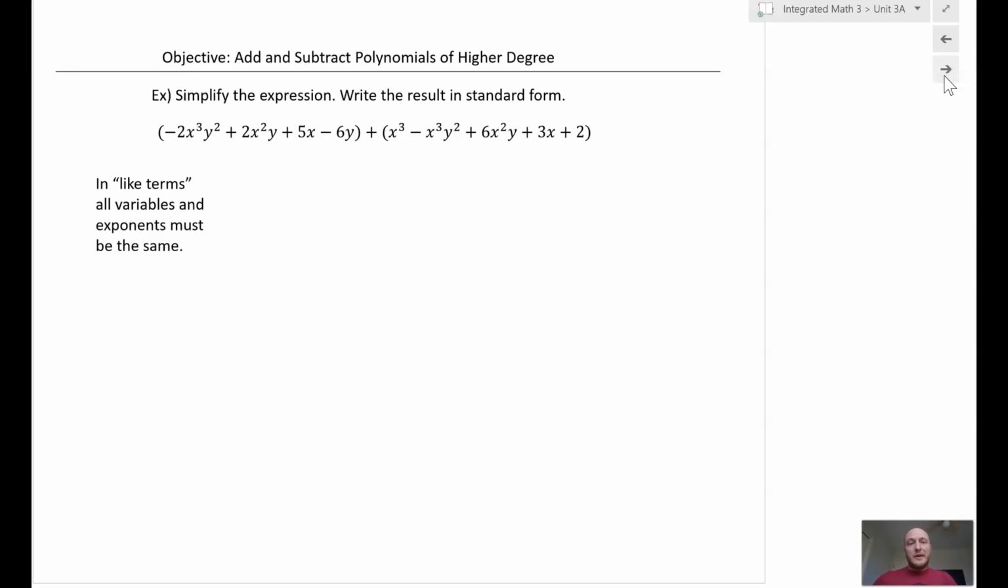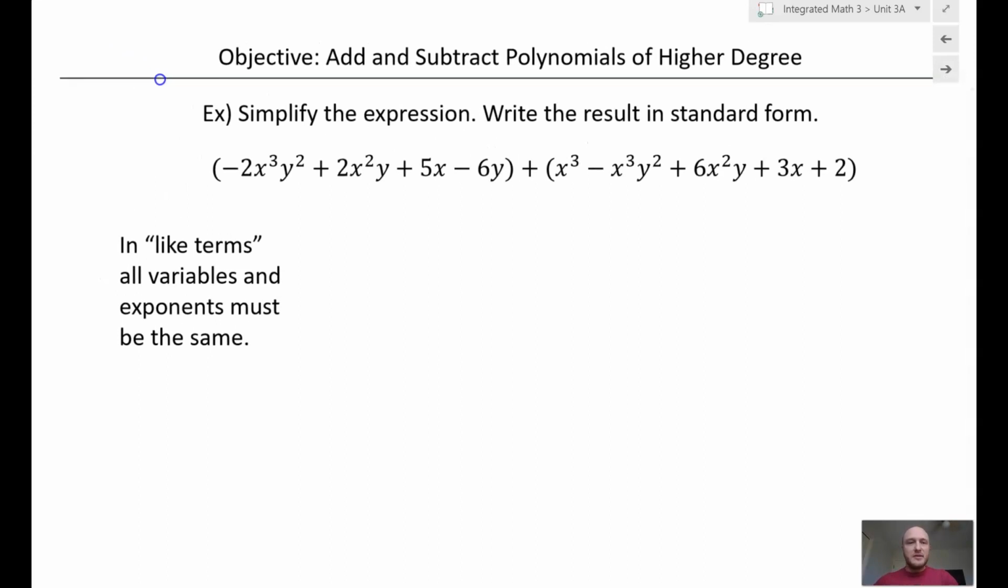Okay, so now we're going to add in multivariate. So I'm going to have x's and y's mixed. Okay, so we're asked to simplify the expression, write the result in standard form. Okay, so what I'm going to go ahead and do is, again, I'm going to write my first term in standard form, looking at the highest degree on the x's.